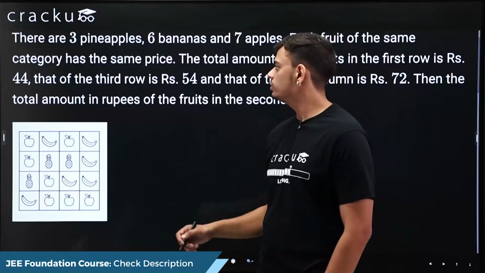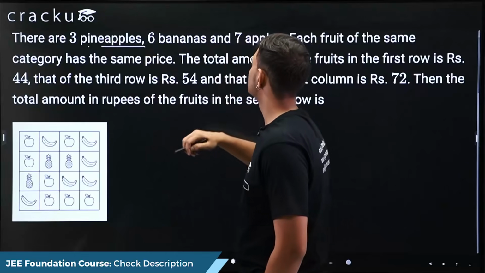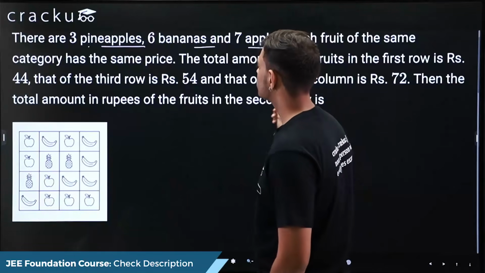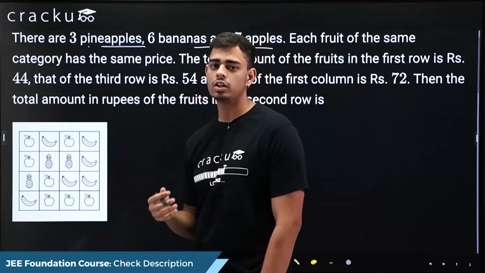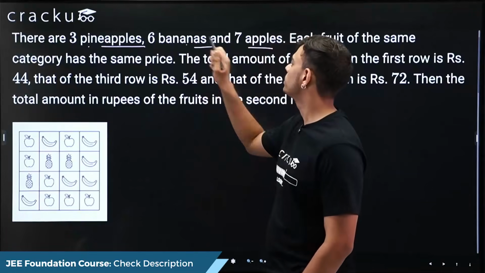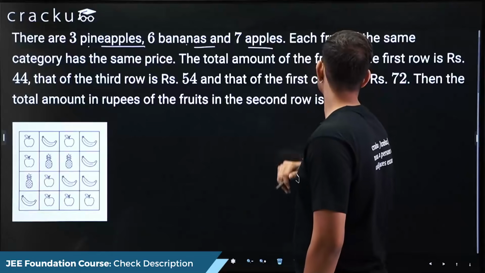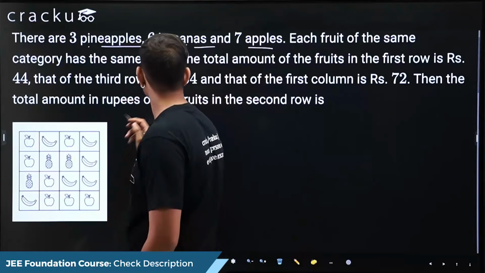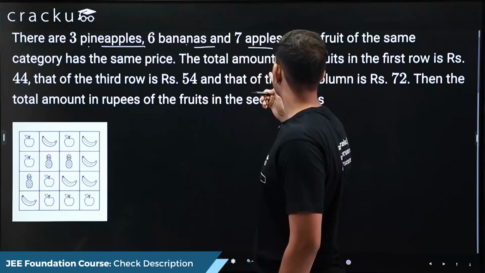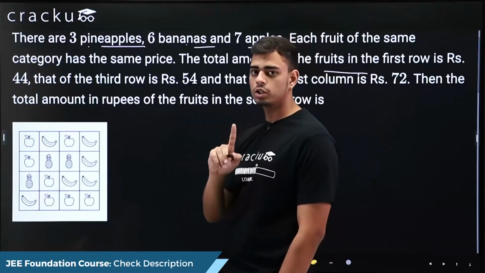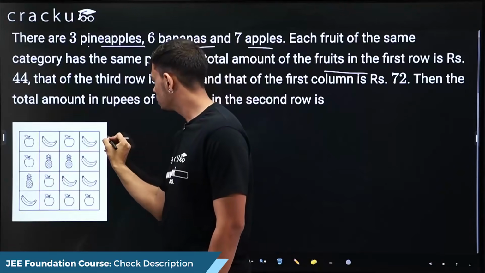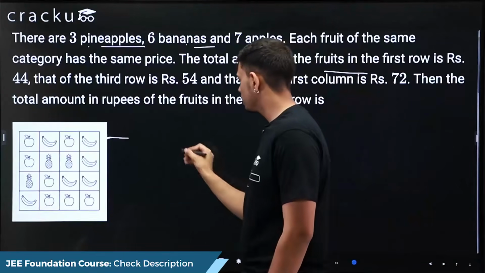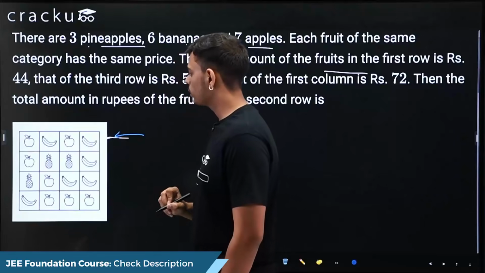So in this question, we are given that there are 3 pineapples, 6 bananas, and 7 apples. Each fruit of the same category has the same price, which means that all the pineapples have the same price, all the bananas have the same price, and all the apples have the same price. Now I am given some information based on this grid. We are given that the total amount of fruits in the first row is 44. So in this row, the total amount is 44.